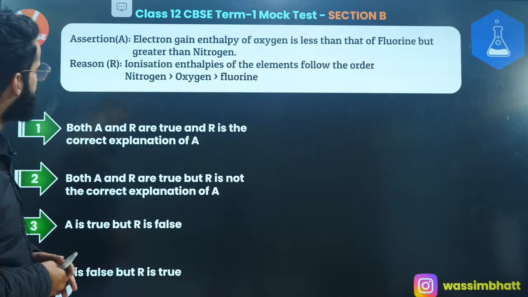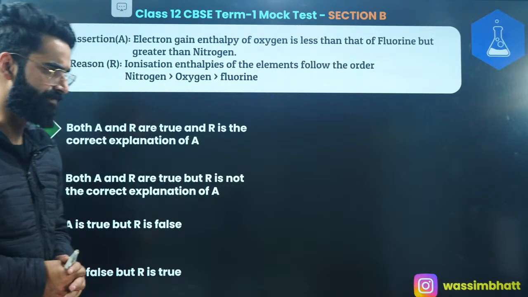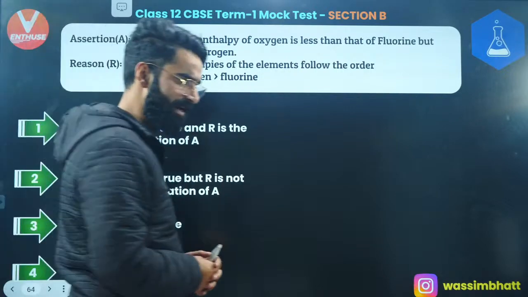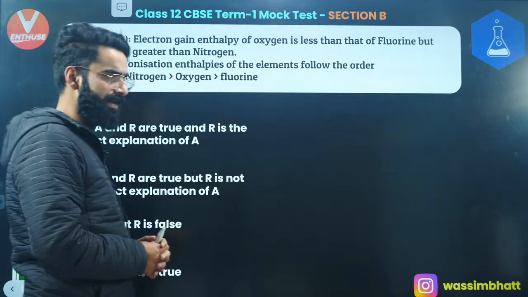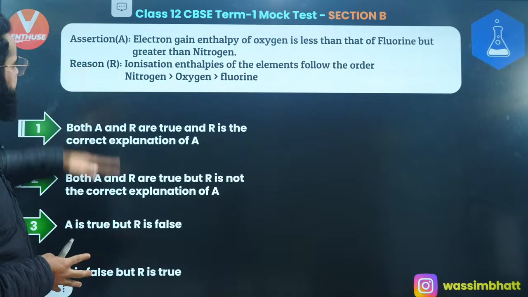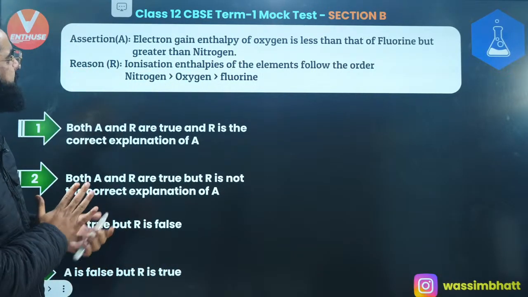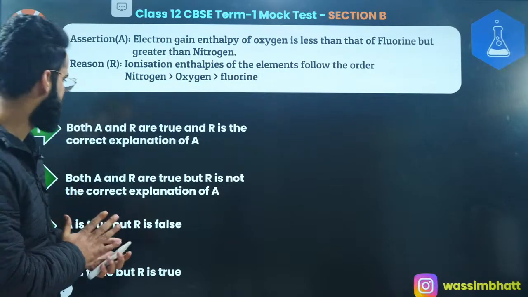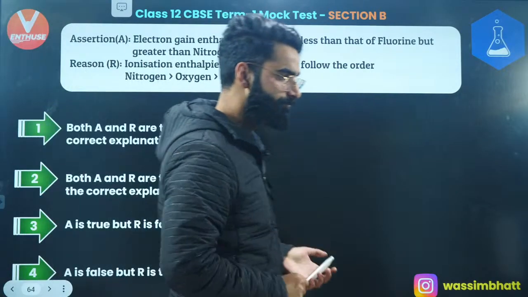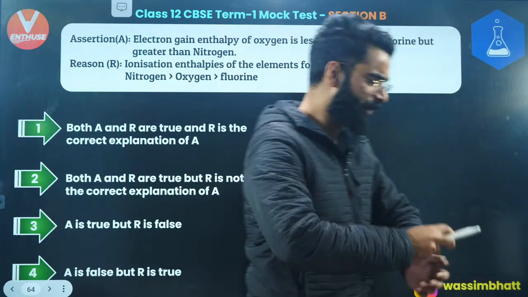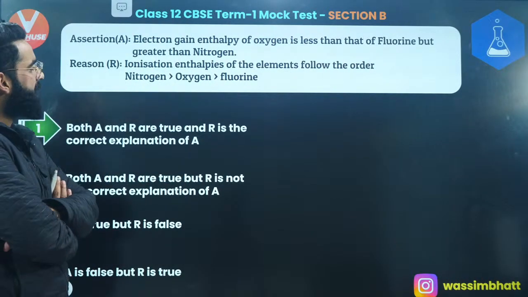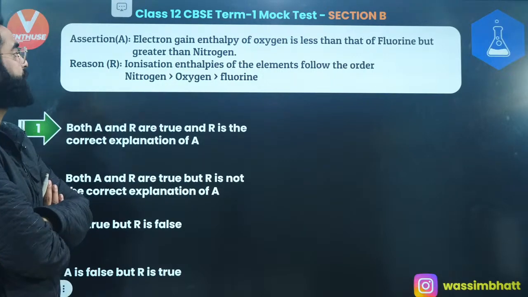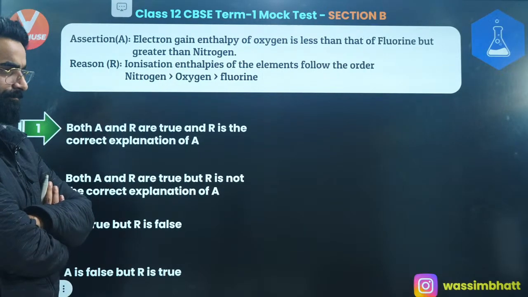Assertion-reason question. You guys can let me know its answer again. This is for you. Let me know fast in the chats, my dear people. I want answers from every single one of you. Assertion A: electron gain enthalpy of oxygen is less than that of fluorine, but greater than that of nitrogen. Is it correct? What do you think? It's correct, right?